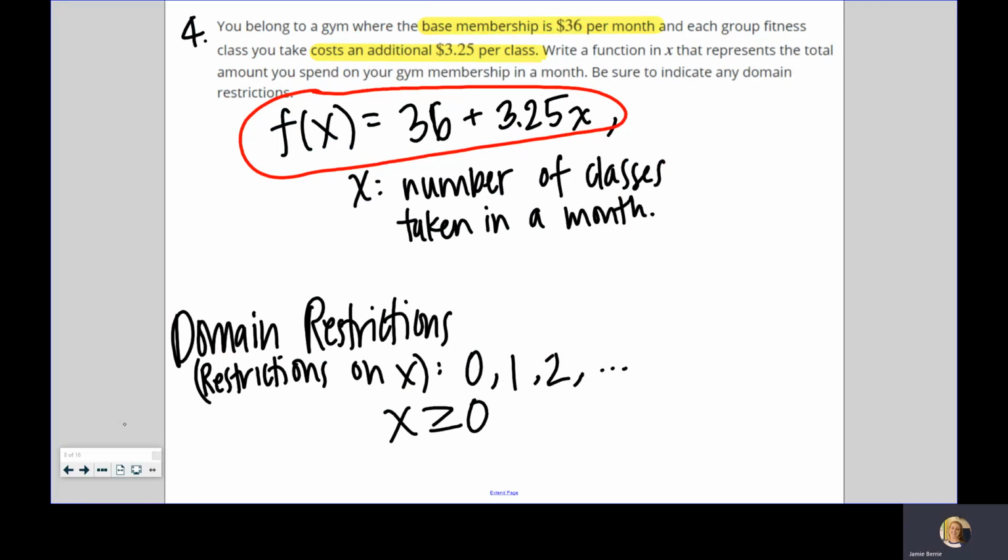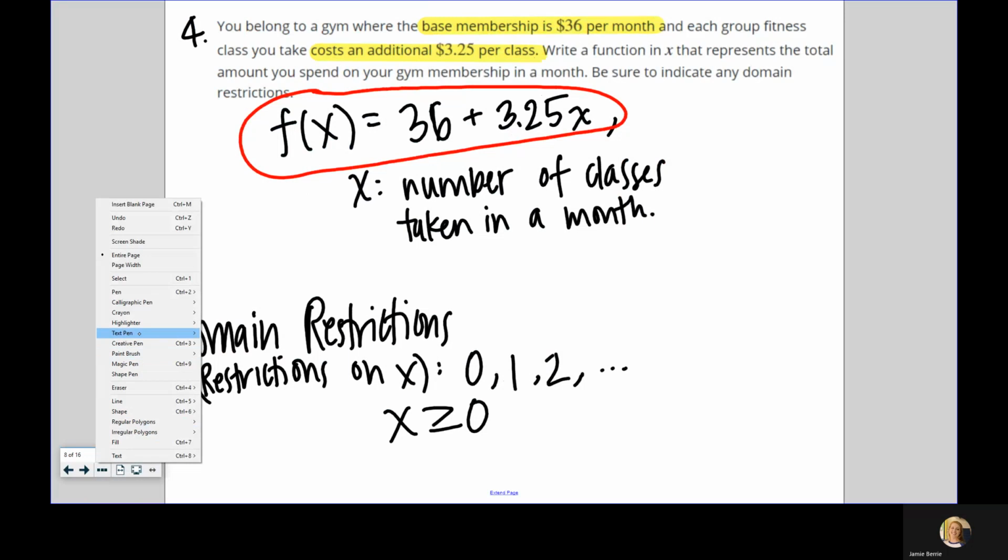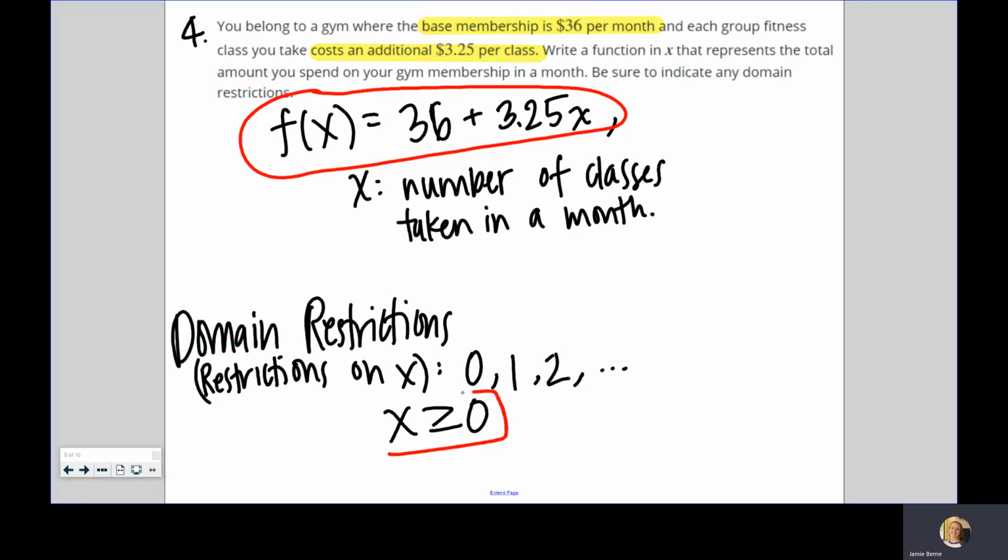For some reason I can't see my cursor. There we go. So this is our restriction on x, or restriction on our domain, is that x has to be a number that's greater than or equal to 0.